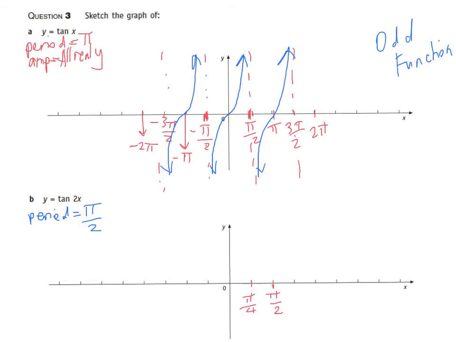So 1 pi on 4, 2 pi on 4, 3 pi on 4, 4 pi on 4, which is pi. And going back the other way, first marker is negative pi on 4, negative pi on 2, negative 3 pi on 4, and that one's negative pi. We don't really need to put y values on our y-axis because the range is all real y. Alright, so there's going to be our asymptotes.